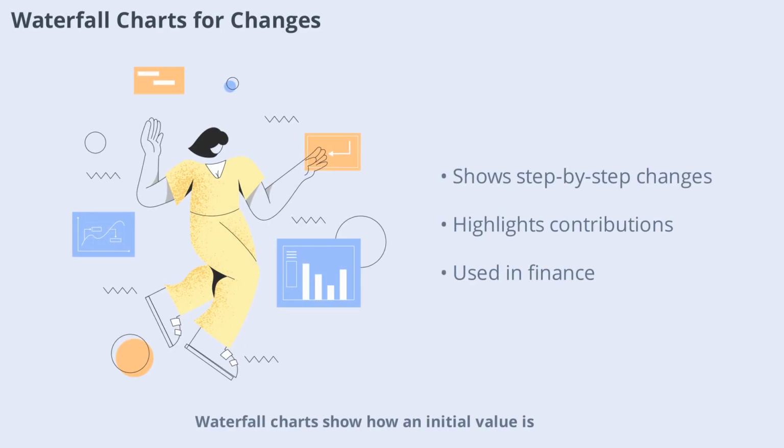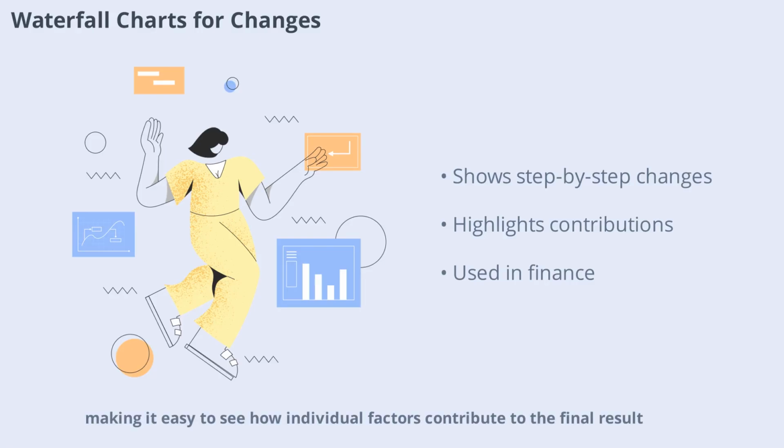Waterfall charts show how an initial value is affected by a series of positive or negative changes. Each bar represents a step in the process, making it easy to see how individual factors contribute to the final result. Waterfall charts are often used in finance and accounting to break down profits, expenses, or cash flow.